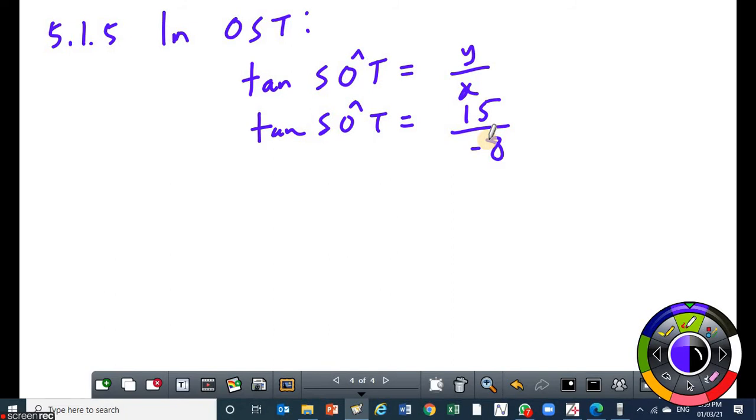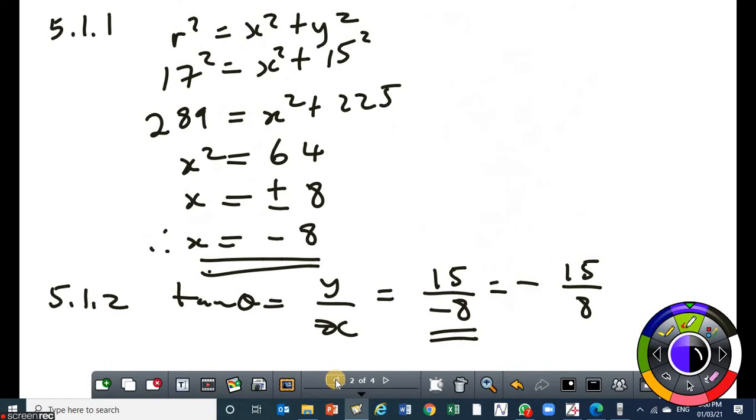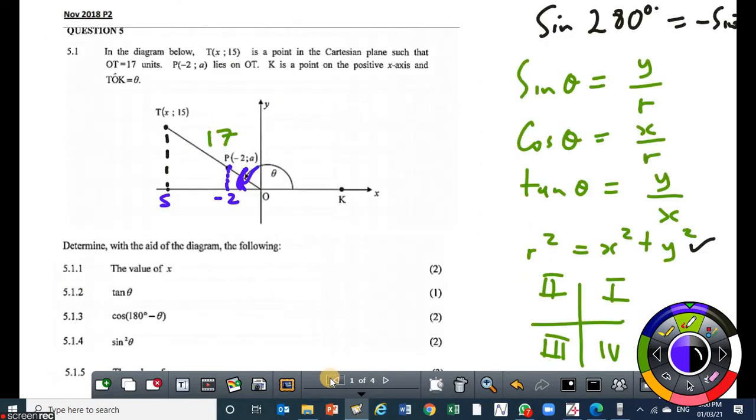This question here, there's more than one way of doing it. Right? From here, I can calculate the size of angle SOT, but I don't want to go via that way. What I'm going to do next, make sure you pay attention carefully. I'm going to write another ratio in terms of tan. You see here, I've got the x value, but I don't have the y value. Do you see that? Yes.